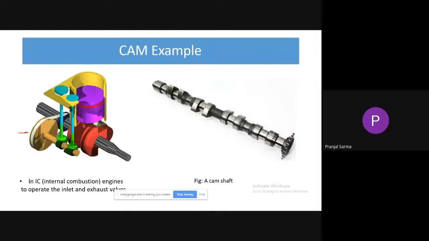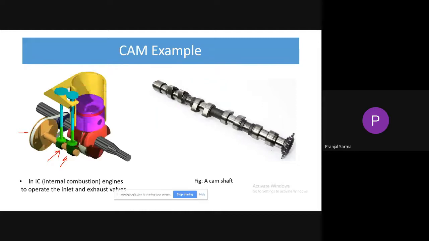Whenever it should open and when it should close, depending on that we'll be designing the cam. Depending on the engine speed, for how long it should remain open for the total intake to happen, and after that for how long it should remain closed for the other two strokes, and after that when the other valve should operate, when it should open, and for how long it should remain open.